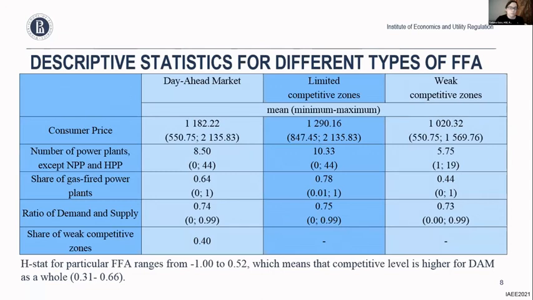So if we go to free flow areas, we can divide them into two groups, limited competitive zones and weak competitive zones. Here you can see descriptive statistics: the number of plants in the limited competitive zone is higher than in the weak competitive zone. Also, in the limited competitive zone, the share of gas-fired power plants is also higher.